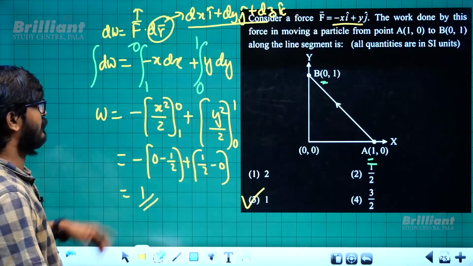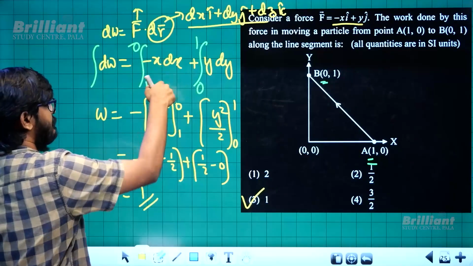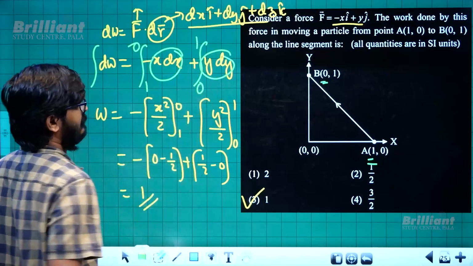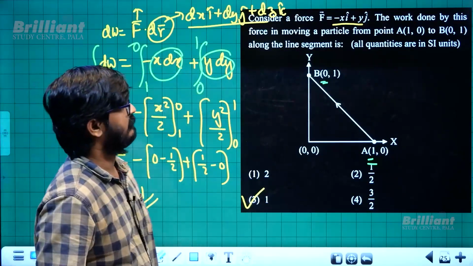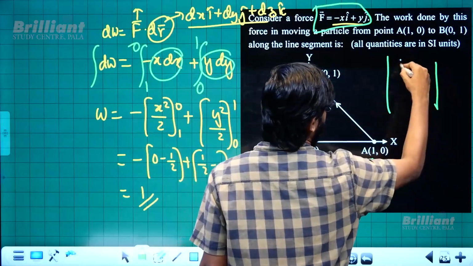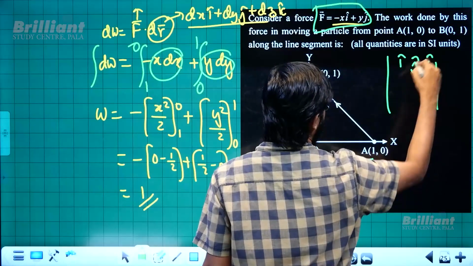And it is going to be a conservative force because you can see this integration depends only on the initial and final limits. So this force is going to be a conservative force. If you want, you can check by that method what I have shown you, right?